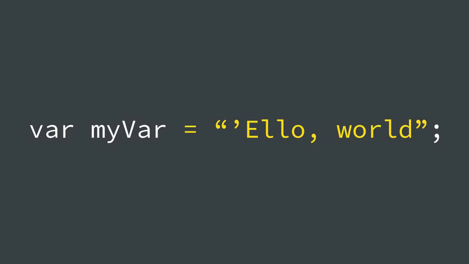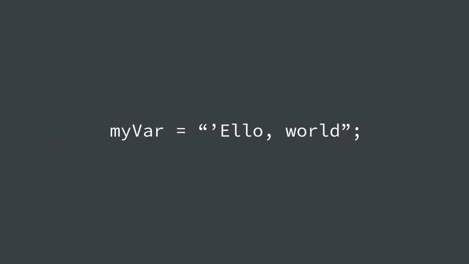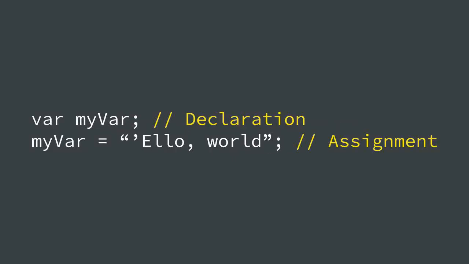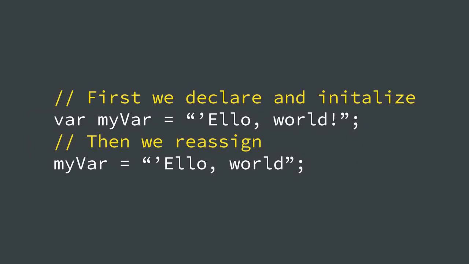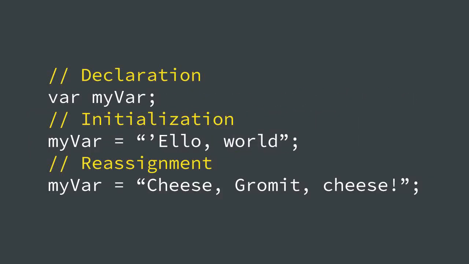Variables can also be reassigned. This means that a variable assignment could also look like this. Notice there's no keyword. So you could have a declaration in one statement, then an assignment in another, like this. Or you could have a full statement and then a reassignment. Or maybe a combination of the two, where we declare the variable, initialize it, and then reassign it.